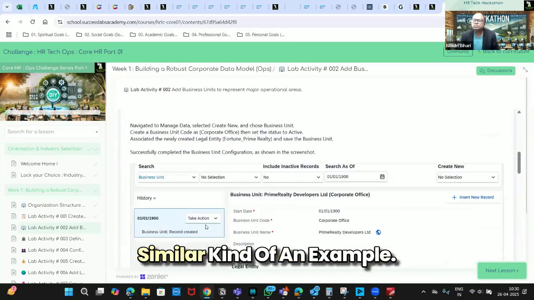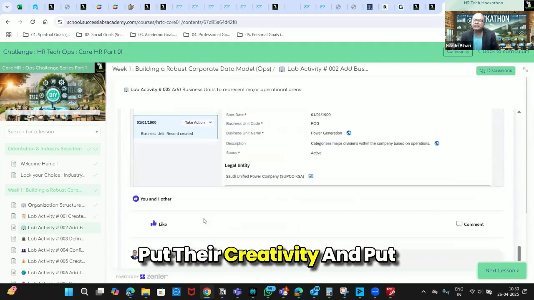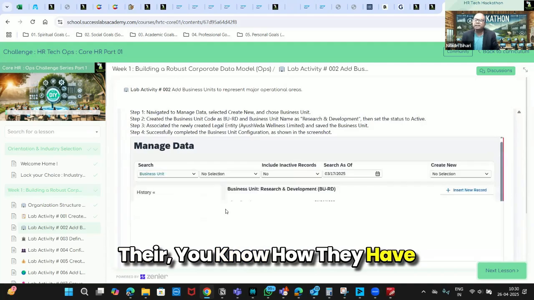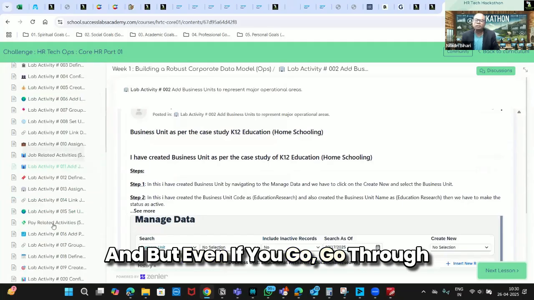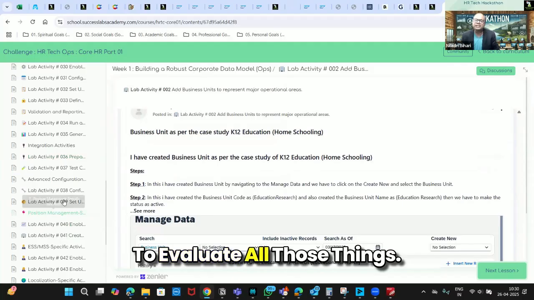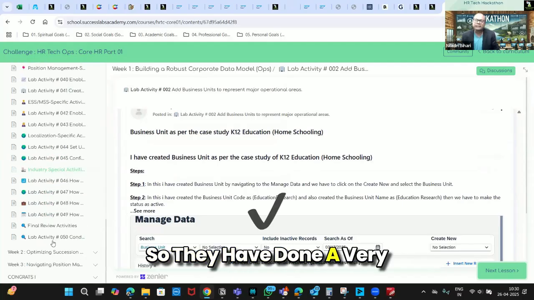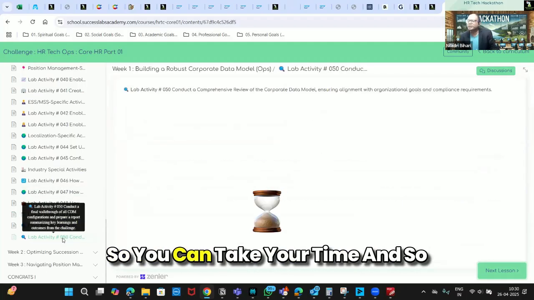You can see a similar kind of example. People have put in their creativity and shown how they have done it, very nicely. Even if you go through all the 50 activities which students have done today, I'm actually planning to evaluate all of those. They have done very nice activities. This is for week 1, by the way. Week 1 has 50 activities, so you can take your time.